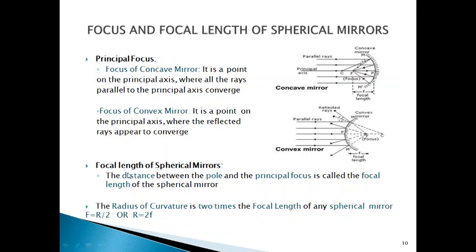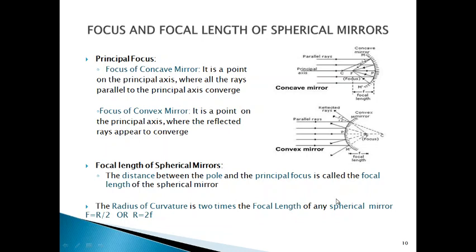Now what is the focal length of the spherical mirror? It is the distance between the pole and the principal focus. So let's find out. This is focus F and this is pole. So the distance between P and F is the focal length, and it is denoted by small f. In the case of concave mirror, FP is the focal length.